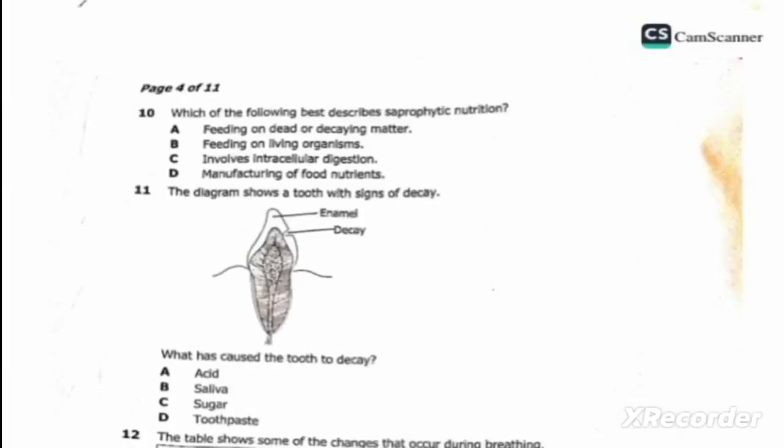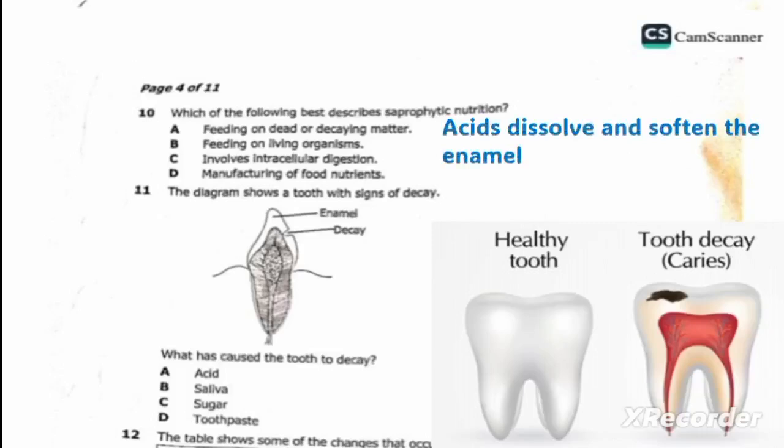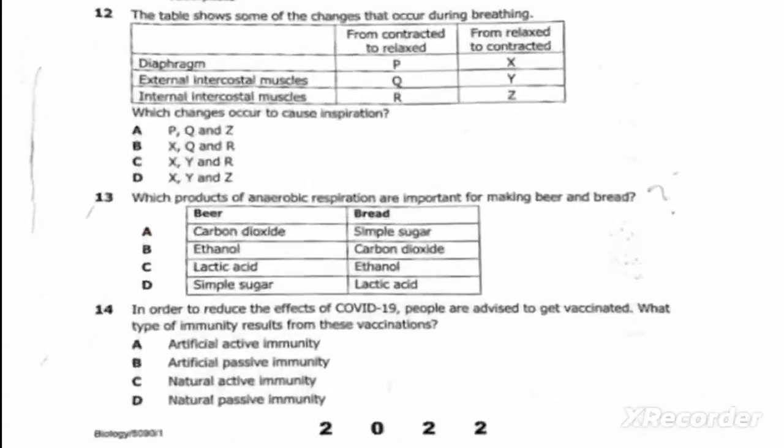What has caused the tooth to decay? A. Acid. B. Saliva. C. Sugar. D. Toothpaste. Okay, so the accumulation of food substance on the surface of the enamel leads to development of bacteria. These bacteria excrete acid. So acid is the one that can dissolve the enamel.